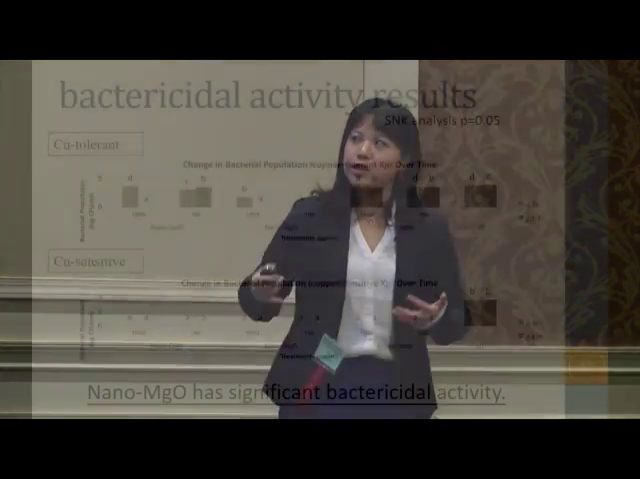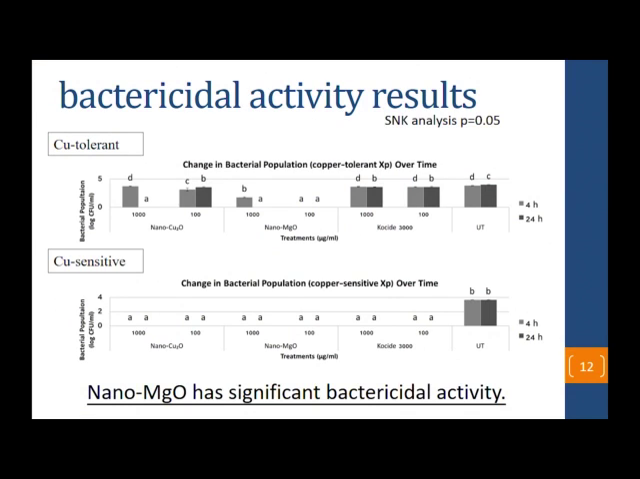So this is the result of the bactericidal activity experiment. The upper one is tested against the copper-tolerant pathogen, and the lower one is tested against the copper-sensitive pathogen. The x-axis is the treatments that we've been using: two different concentrations of copper oxide nanoparticle and magnesium oxide nanoparticle, the micron-sized copper bactericide CuSci 3000, and untreated. And the y-axis is the population.